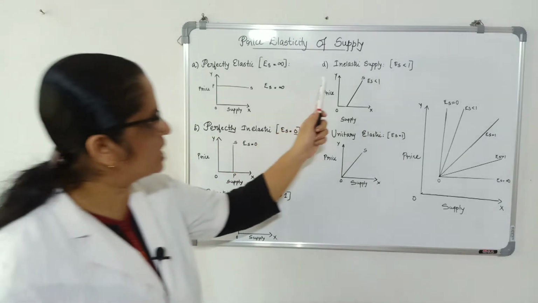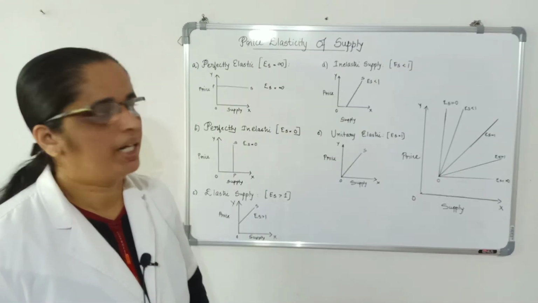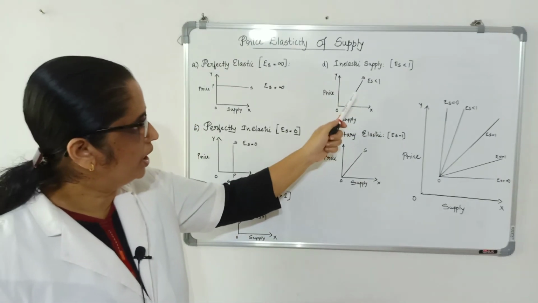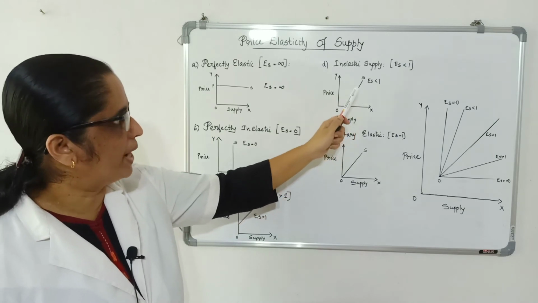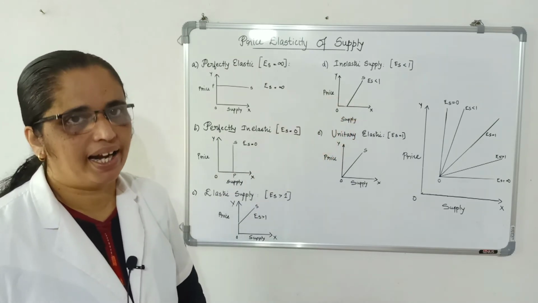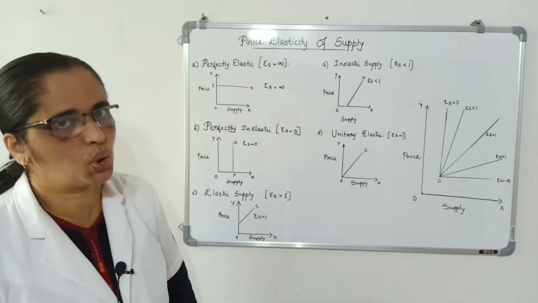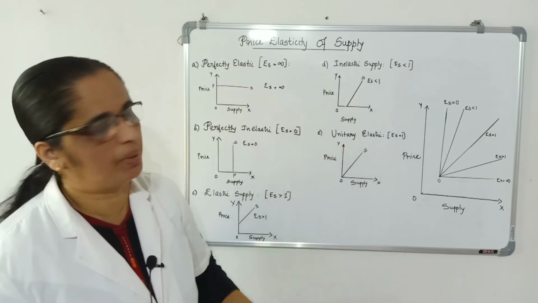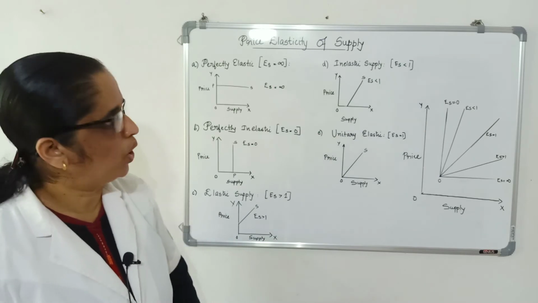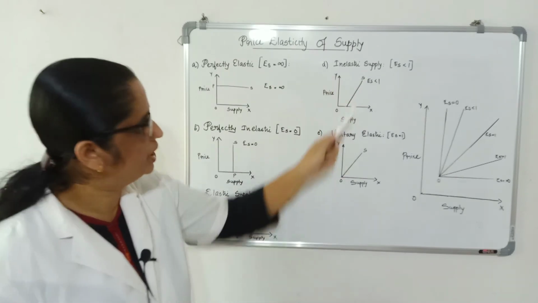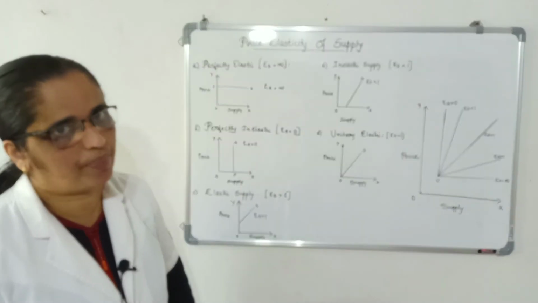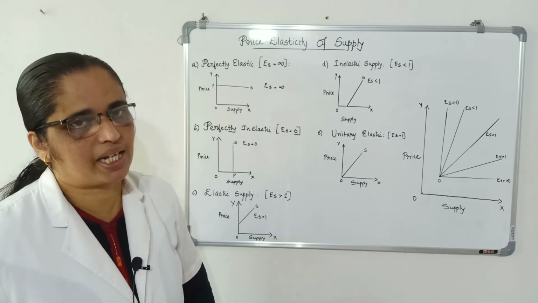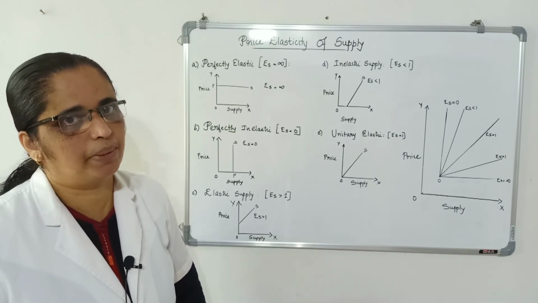Okay. Now the next case, inelastic supply. Elasticity of supply is less than 1, or less than unity. It is defined as percentage change in quantity supplied being less than percentage change in price. What is the shape of the supply curve? An upward sloping supply curve starting from the x-axis, or you can say, extending towards the x-axis. Elasticity of supply is less than 1. That is, percentage change in quantity supplied is less than percentage change in price.